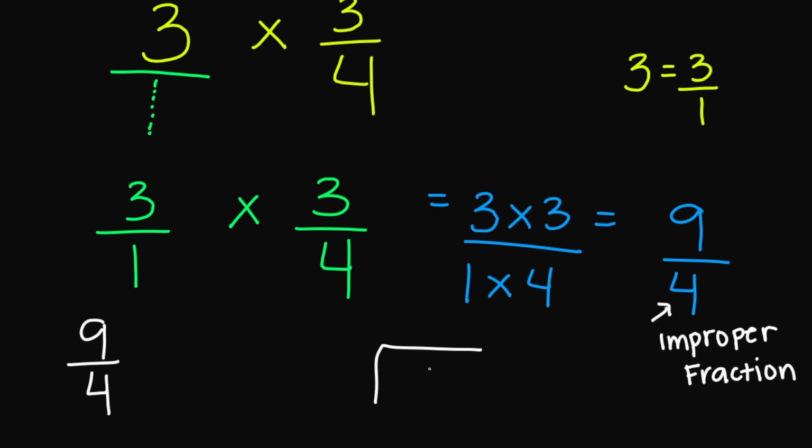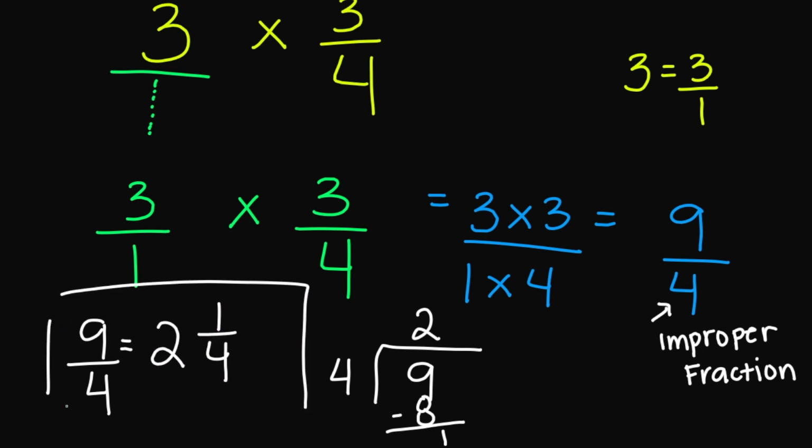So we have our 9 on the inside, 4 on the outside. 4 goes into 9 2 times. 4 times 2 is 8. 9 minus 8 is 1. So your answer, your mixed number, is going to be 2 and 1/4. And this is your answer.